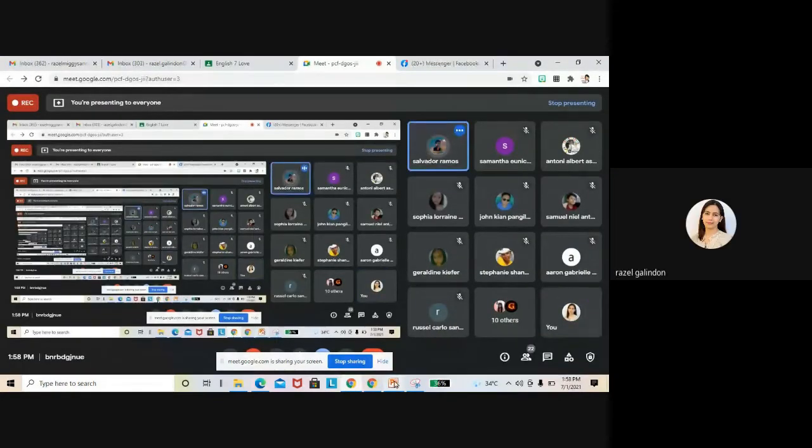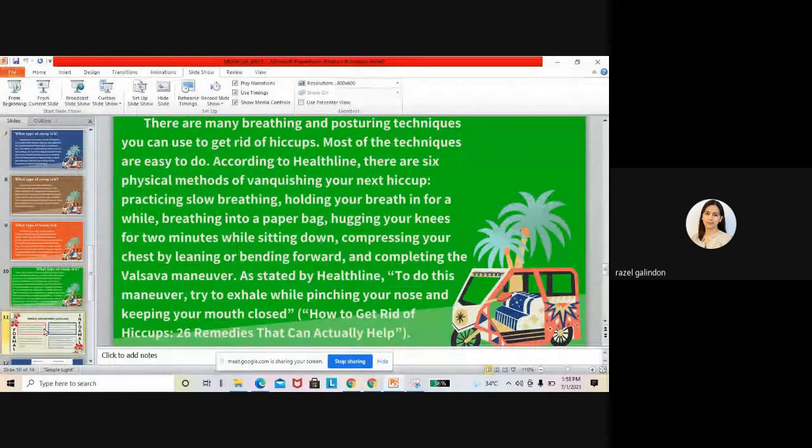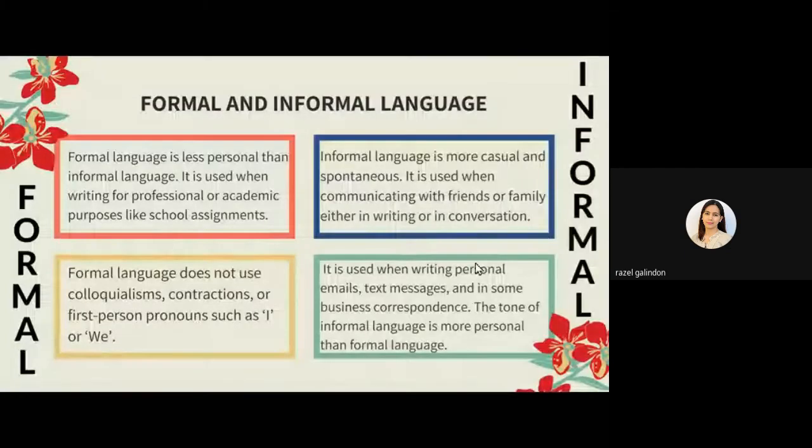Okay na po. Okay, let's proceed now to our next topic, which is also included in your learning activity sheet number 4, the difference between formal and informal language. Okay, let's begin with formal language. Formal language is less personal than informal language. It is used when writing for professional or academic purposes, like school assignments. If you were asked to submit a paper or an article or paragraph or a story, an essay, you should use formal language. Okay?